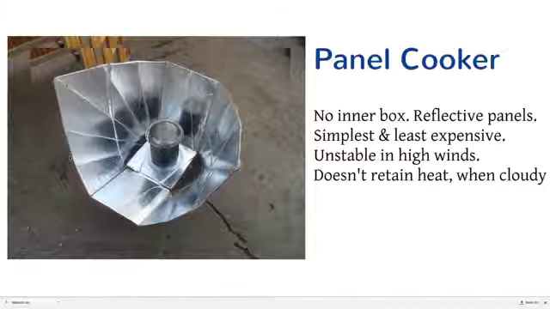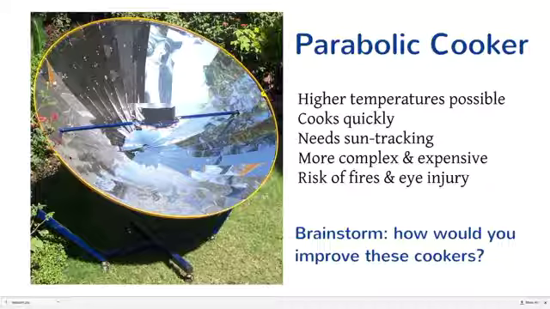But the big challenge is it's unstable in high winds. So if you are out hiking, desert, whatever, and big winds, it's hard to keep it stable, right? So that's a big disadvantage. It doesn't retain heat, especially when it's cloudy, unless you have something insulated in the front. So simple problems, simple systems, relatively simple problems.